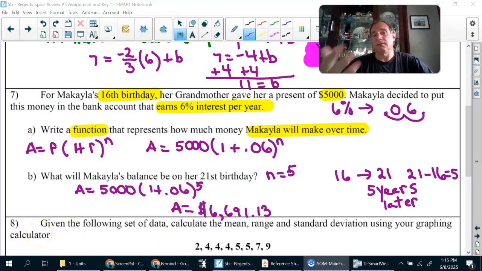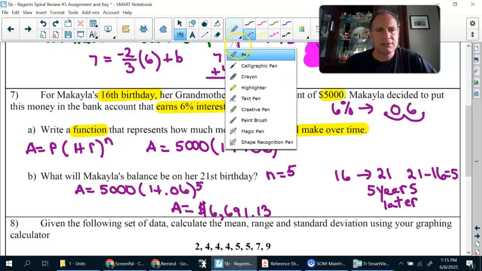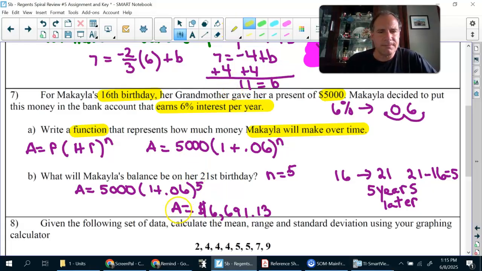So this is basically a growth. If you see a decay, they're going to probably say something like a car or computer that loses value. This does not lose value. This is a growth, so it's 1 plus instead of 1 minus. And that is your final answer there. That's how much the balance will be on the 21st birthday. Don't do like I did. I almost put 21 in for N. It is 5 years on the 16th birthday.